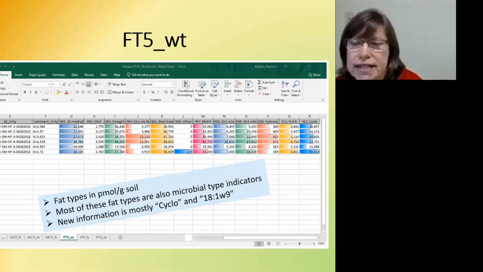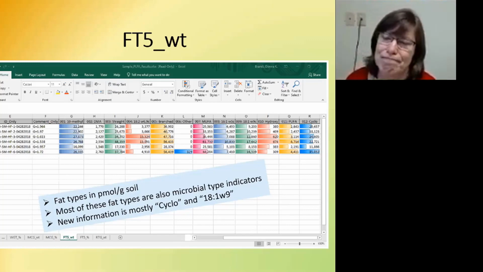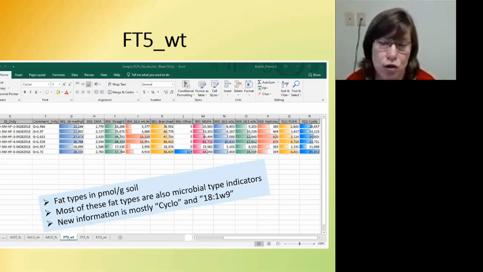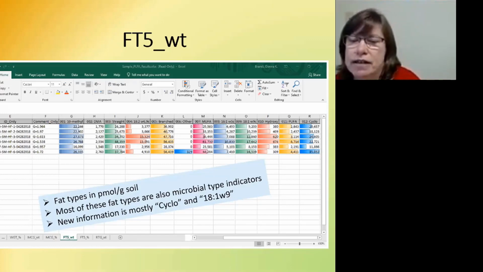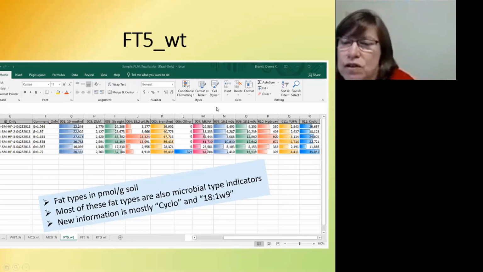What MIDI does is, if it is a forest sample, they put it in the fungi. If it is an agricultural sample, I think they put it in gram-negative. So I have left this out. If you want to, you can include it. If you have reason to believe that it would be another fungal indicator, you could add that in. The other one is, here we have the cyclos.